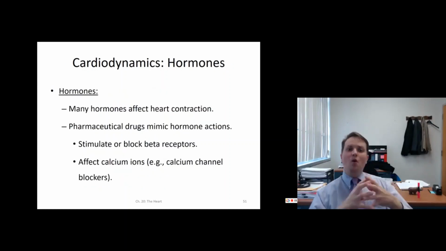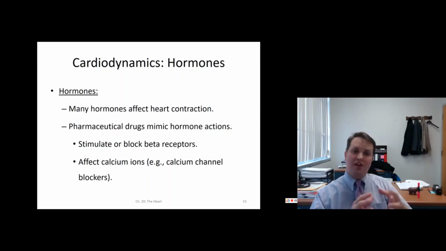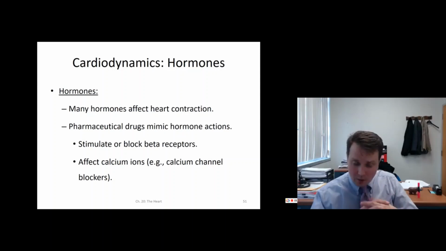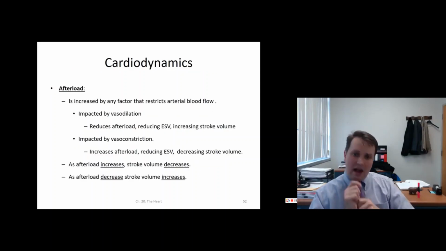Now, the hormones. There are a lot of hormones out there. For example, we have many hormones like thyroid hormones, things like that. A lot of your drugs mimic the hormones. They might stimulate or block a beta receptor, for example, or affect calcium ions. Calcium channel blockers, especially those that affect the L-type, we call them L-type channel blockers. They'll reduce the contractility.